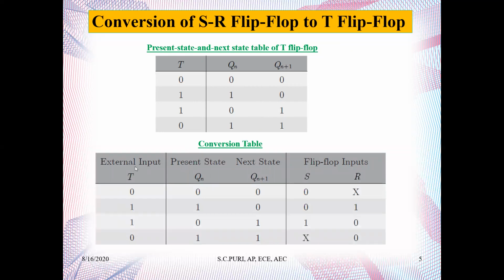This is the conversion table. As you can see here, the external input, as I told you, is T. This is the present state and the next state. Put it here. And this is the flip-flop input S and R. How have we obtained that? You see here. Now, after obtaining this much, forget about this one. See here, now you get this. From 0 to 0, S R is 0, don't care. 1 to 0, 0, 1. 0 to 1, 1, 0. 1 to 1, don't care, 0.